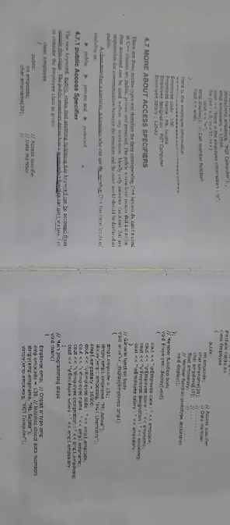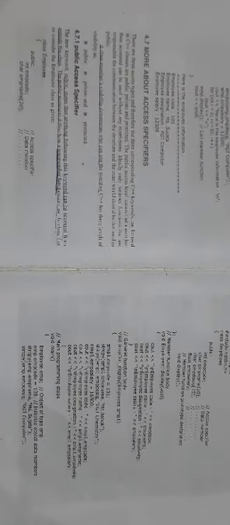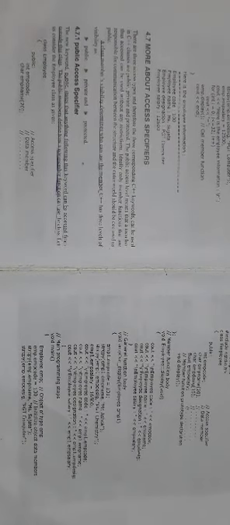Now access specifiers are used to implement one very important feature of object oriented programming, that is data hiding. I already explained to you what data hiding is. We have seen abstraction and encapsulation. In encapsulation, we have this one important thing that is called data hiding.